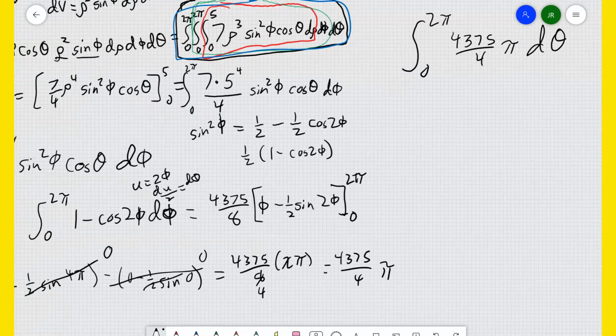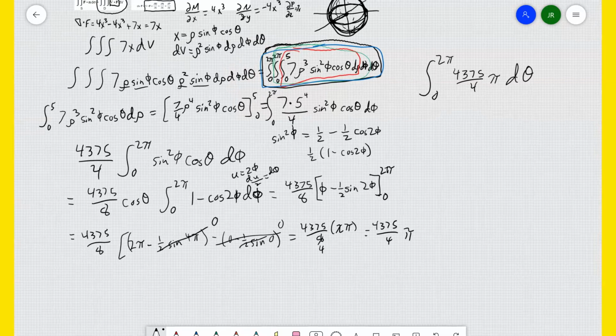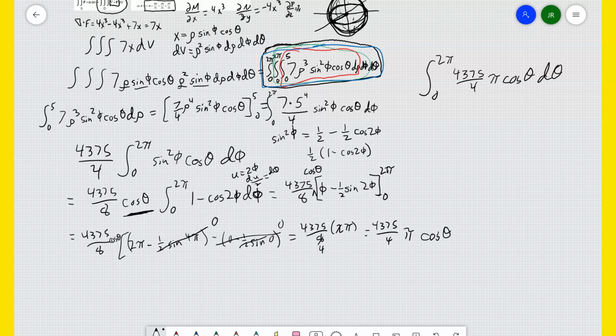Yeah, I left something out. Let me go back, because here's what I forgot. I forgot that cosine theta right there. That was supposed to be here this whole time. That was supposed to be here, and here, and therefore here. So 4375 over 4 pi cosine theta d theta.